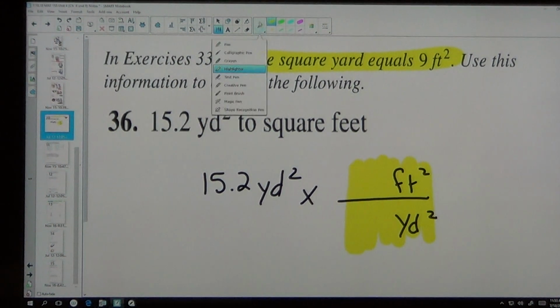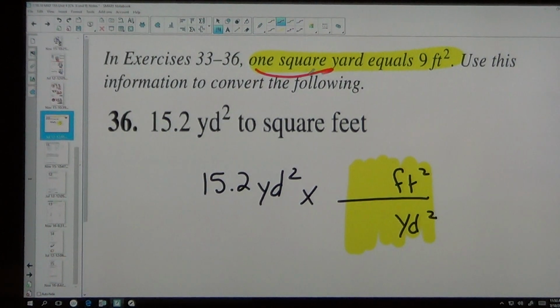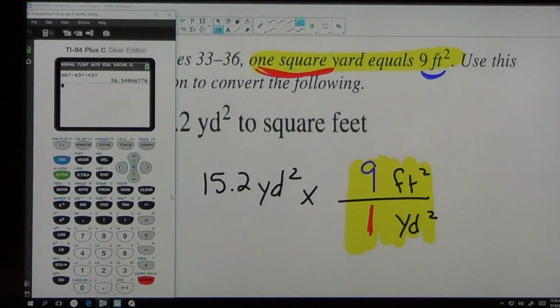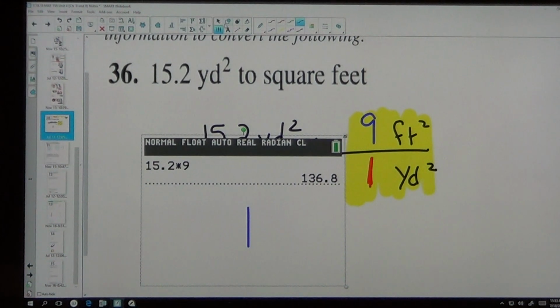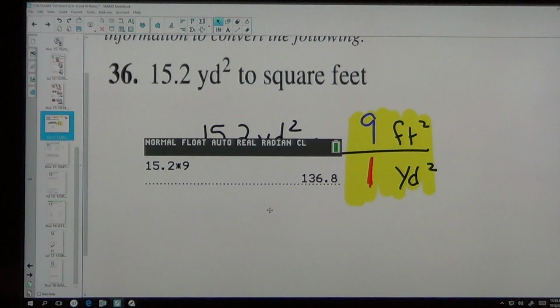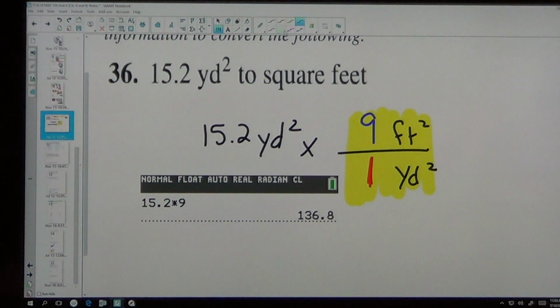We're going to put 1 beside the square yards, and we're going to put 9 beside the square feet. Am I going to multiply or am I going to divide? I am going to multiply because they're both on the top. So it's going to be 15.2 times 9. And what are the units on my answer? Feet squared. Because this cancels with this, so my answer is going to be feet squared.